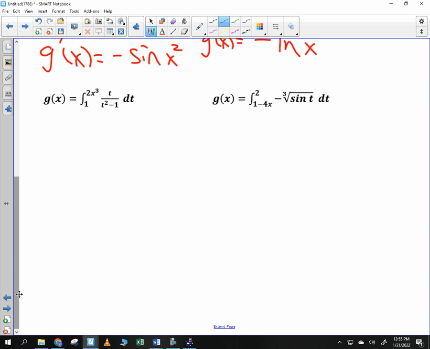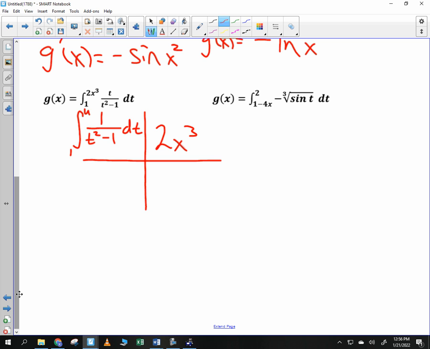It may feel a little bit awkward at the beginning, but we'll get it figured out, don't worry. And for this purpose, I'm going to put 2x cubed on the inside. The outside part of the function is going to be the integral from 1 to, and notice how I substituted that, so I can put u there. Everybody okay with u? Because that's what u is. Then 1 over t squared minus 1 dt. Oh, sorry, t.